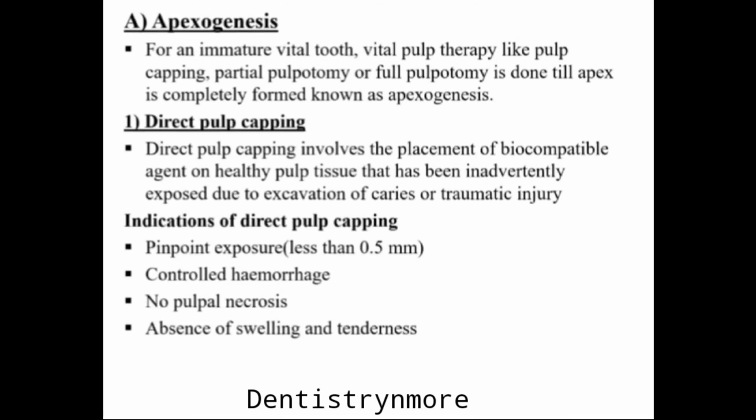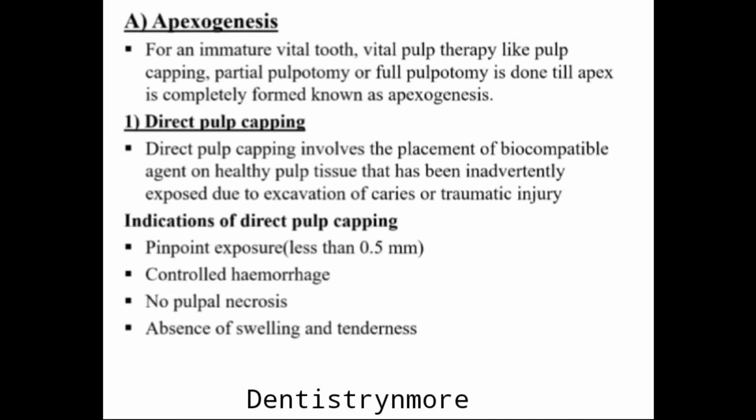Now we are moving to apexogenesis. This is mainly done in immature vital teeth. Vital pulp therapy like pulp capping or partial pulpotomy or full pulpotomy is done till the apex is completely formed, that is known as apexogenesis. And next one is direct pulp capping, that involves the placement of a biocompatible agent on healthy pulp tissue that has been inadvertently exposed due to excavation of caries or traumatic injury.